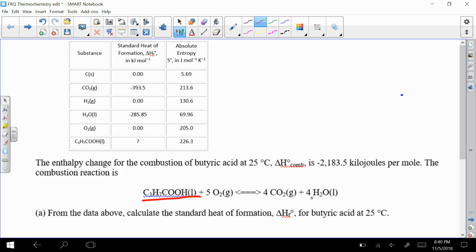We're given the combustion reaction, and we're given this number right here. They say that the delta H naught of combustion is negative 2,183.5 kilojoules per mole of reaction. And looking at that, we are supposed to calculate the standard heat of formation for butyric acid.